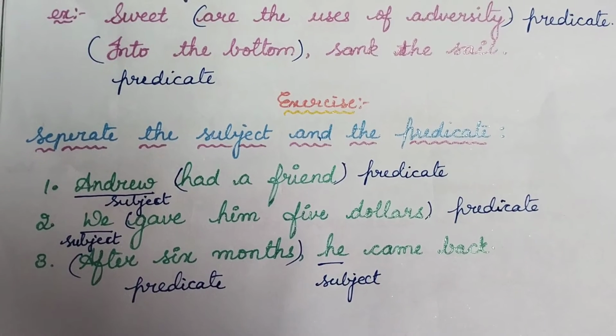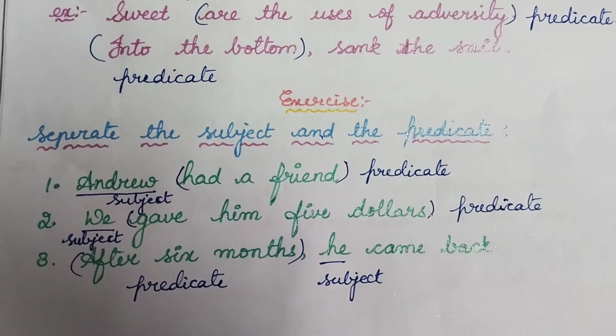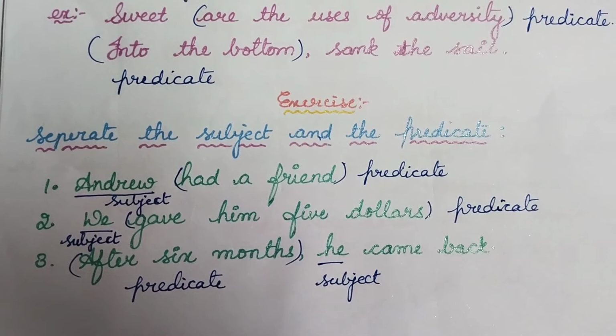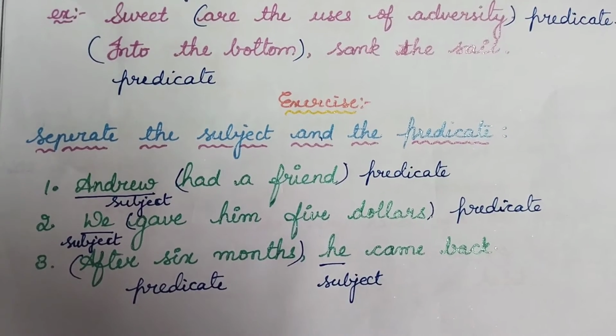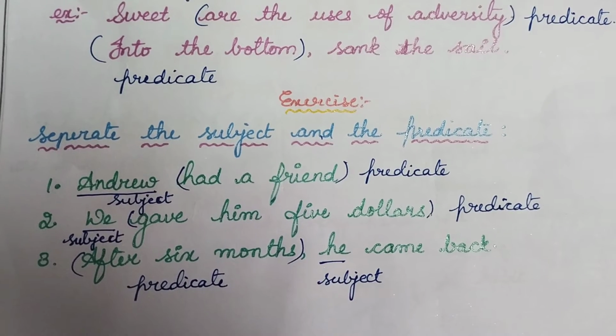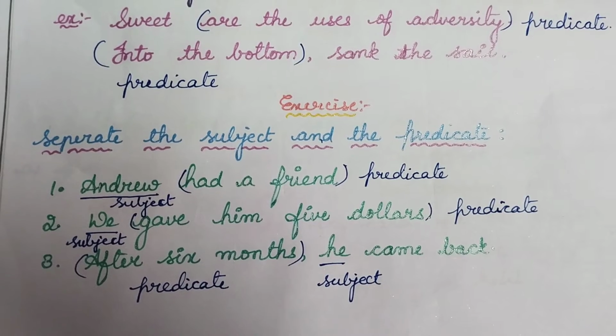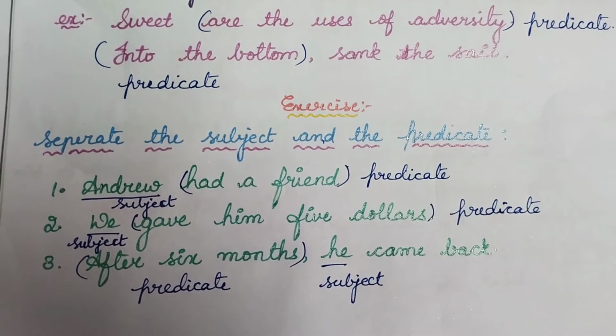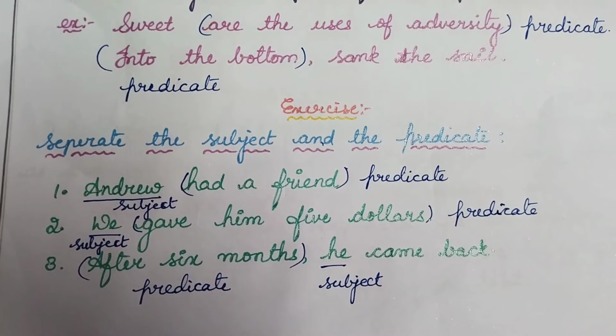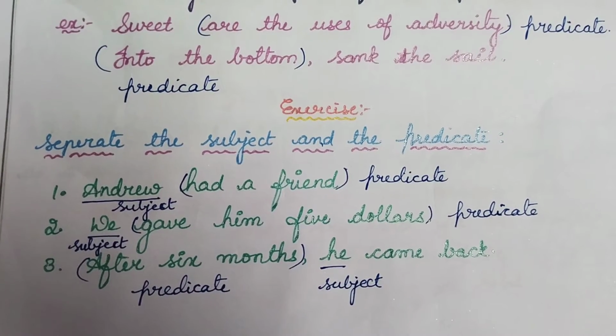First one, Andrew had a friend. In this sentence, Andrew is our subject. Had a friend is our predicate. We gave him $5. In this, we is our subject and the remaining part of the sentence is predicate.